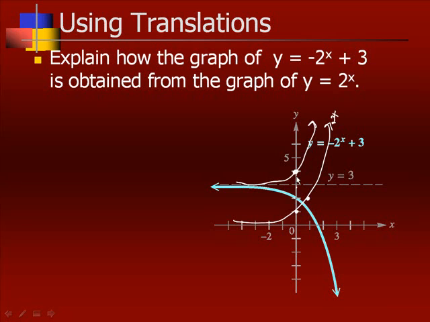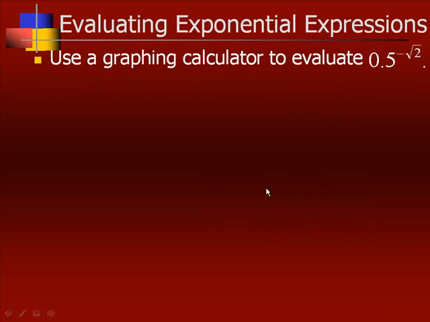And then the negative out front means we're going to flip it. So if this was our horizontal asymptote right here and we flip it across that, then we end up with that graph, this pretty blue line, which is -2 to the x plus 3. But in terms of graphing, you guys can just plug it into your calculator.